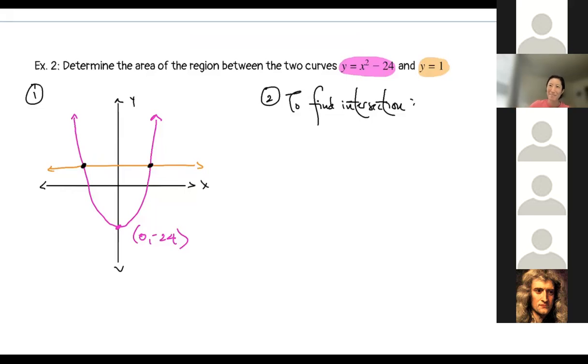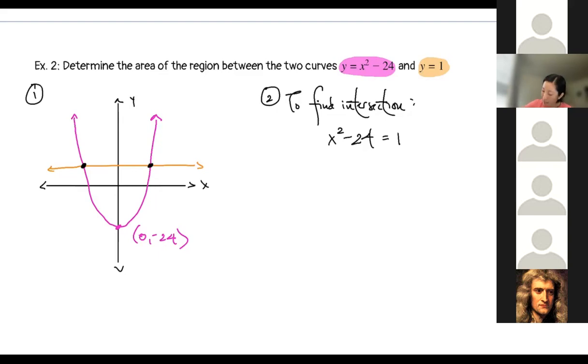They're the same, they're equal, we set them equal to each other, right? However you want to remember that. So I'm going to take my pink function, x squared minus 24, and set it equal to the orange function, which is just 1. Okay. All right. How can we solve? How do we get x by itself?